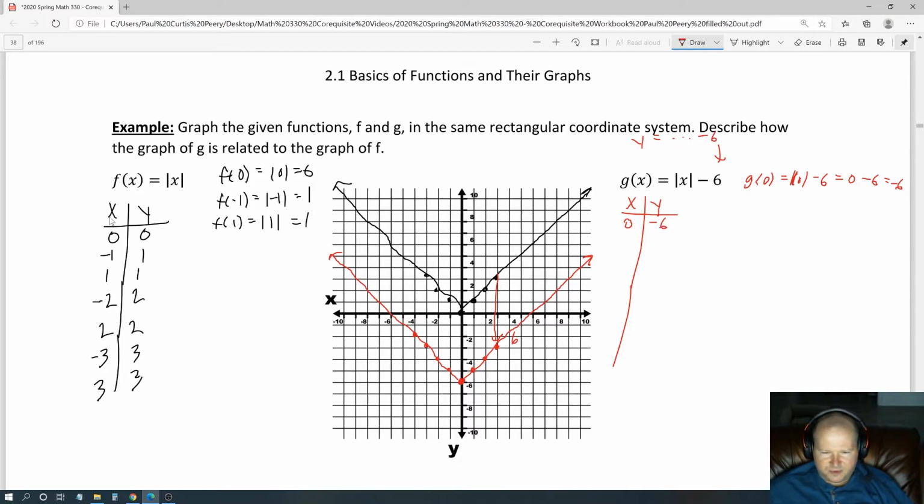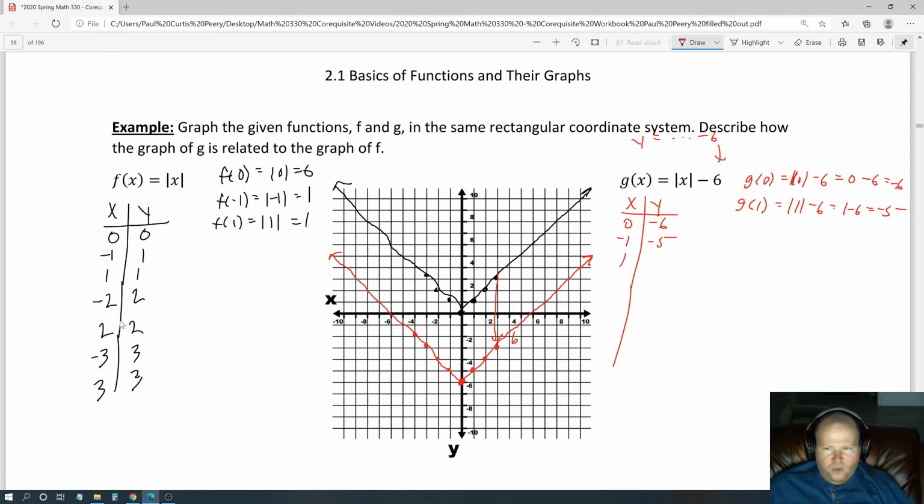And sure enough, what do we have right here? Well, there's a 0, -6 right there. What if I plug in a +1? Well, same kind of thing, right? So we say absolute value of 1 is 1. 1 minus 6 is equal to -5. In fact, it would just go down from the previous one on the left, and we would just subtract 6 from everything. And sure enough, we would end up with the same kind of pattern, right?